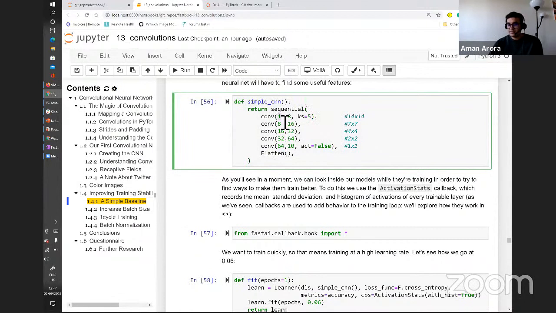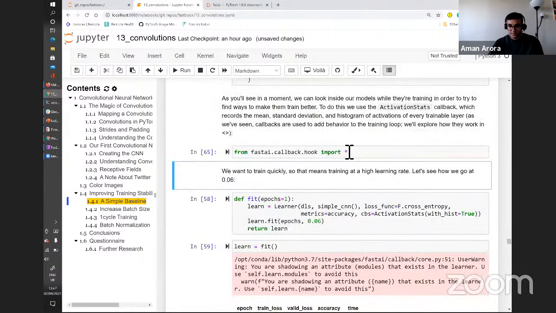It goes from single channel to then 8 channels. The kernel size is 5. Then it goes from 8 channels to 16 channels, from 16 to 32, from 32 to 64. And finally, it goes from 64 channels to 10 channels. So you get your output that's 1 by 1 by 10, so you can just flatten it and you get 10 outputs.